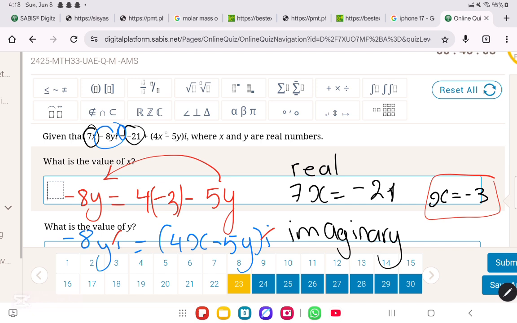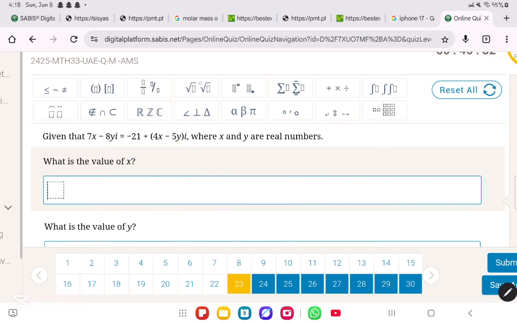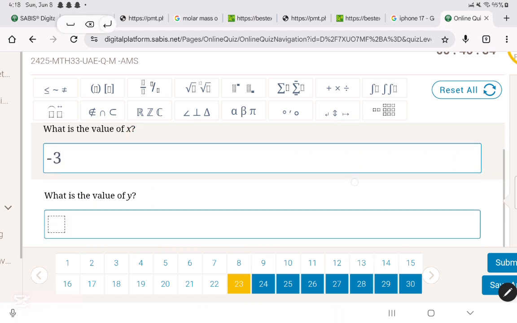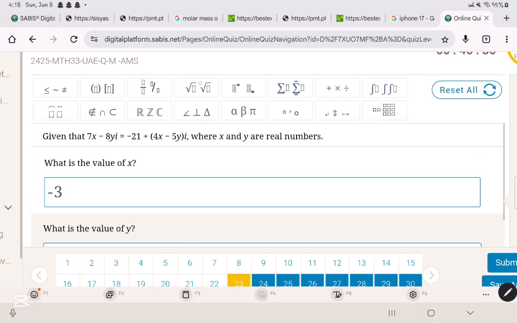You're going to get minus 3y is equal to what? 4 times minus 3, which is minus 12. So then after dividing both sides by minus 3, you will get that y is equal to 4. So very simply, we have the value of x, which is minus 3, and the value of y, which is 4. So whenever you come across something like this, remember to separate the real numbers from the imaginary numbers.